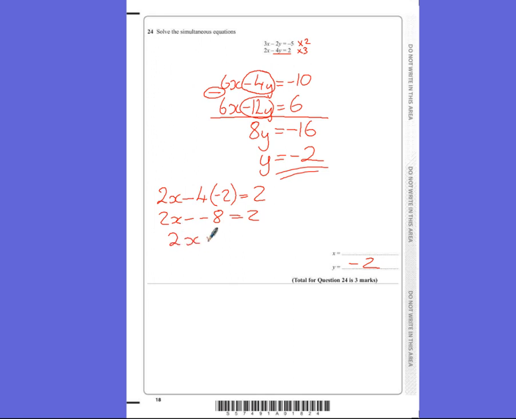So 2x add 8 is equal to 2. So I'm going to subtract that 8 off both sides. I get 2x equals minus 6. So x divided by 2 would give us minus 3. So x is minus 3.